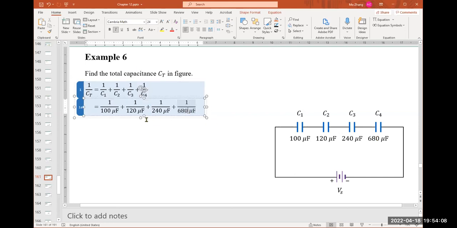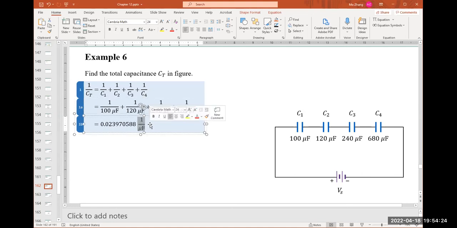Now we take our calculator and add them up. After adding them, I get this number. Don't worry about the unit because they all have microfarad. The answer at the end must be some number followed by microfarad. So don't worry about this, otherwise we'll be very confused. After entering these numbers into the calculator, I got this.